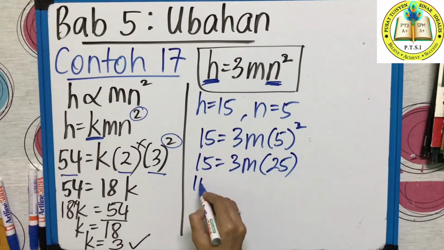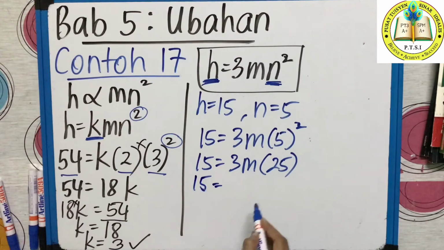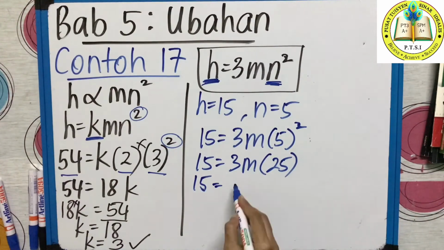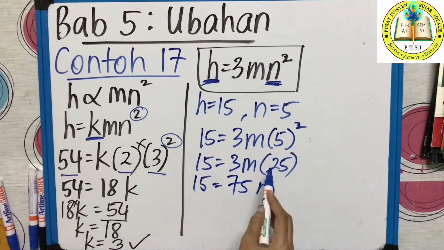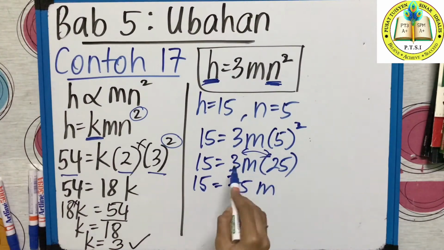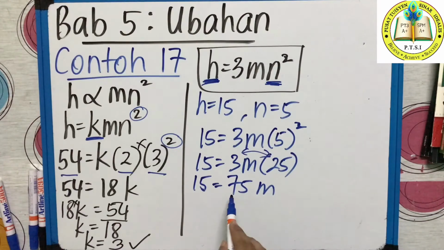So, now what you do? 15 sama dengan, okay, 3 darab dengan 25, kamu dapat 75M. The 3 and 25 you can times, isn't it? Number. So, kamu dapat 75M. Sekarang soalan minta nilai M. So, what you want to find?